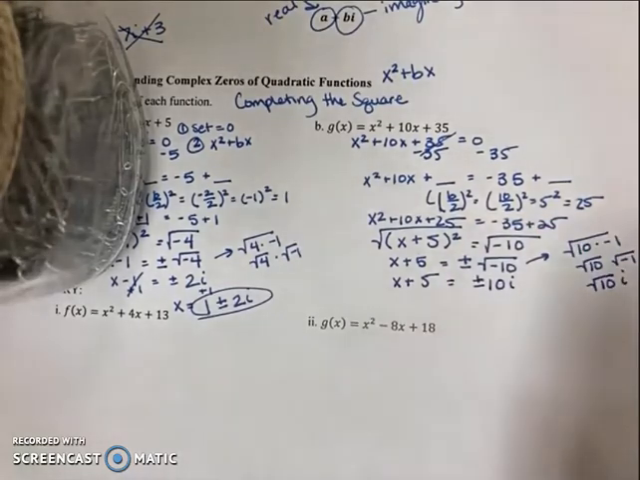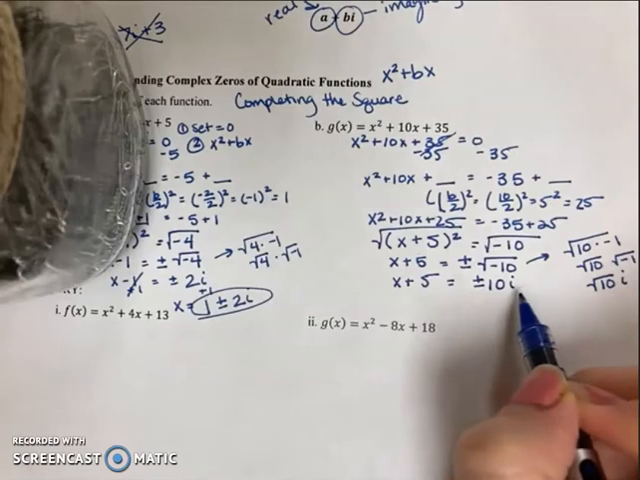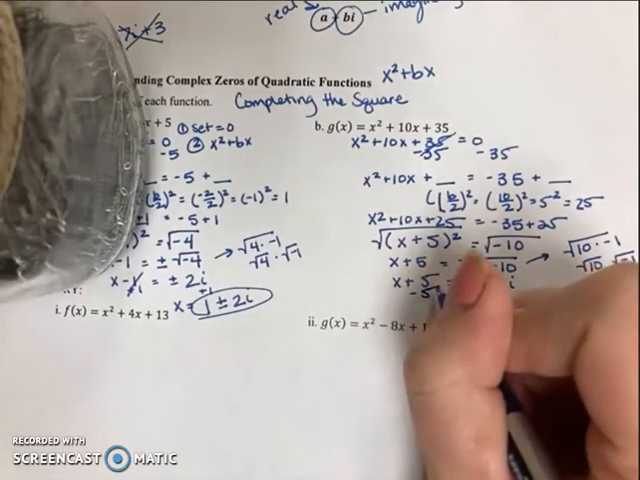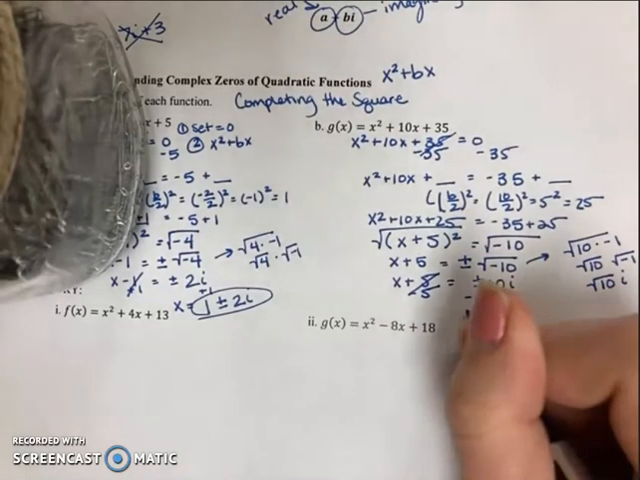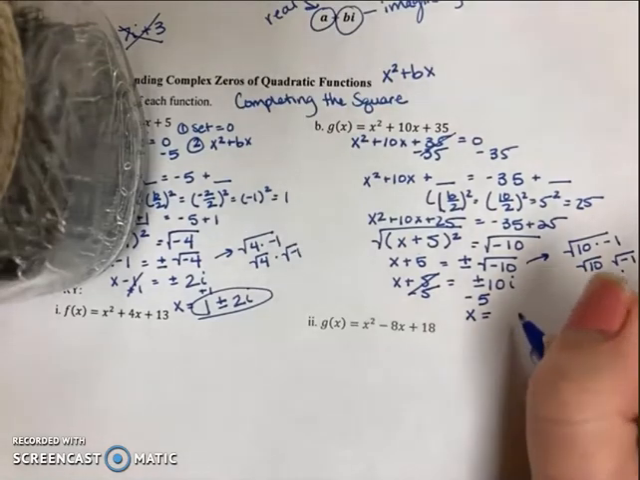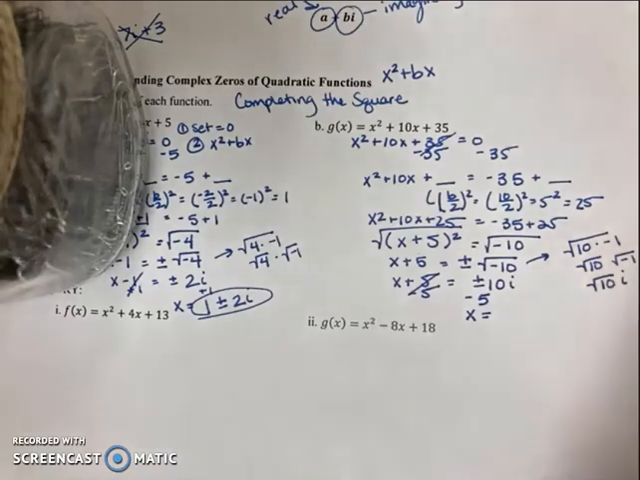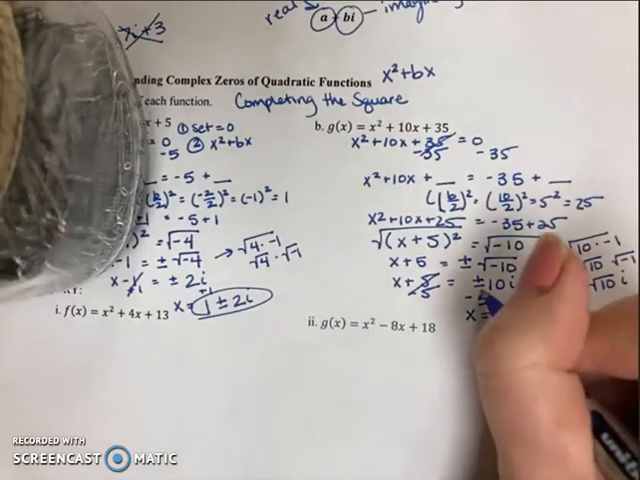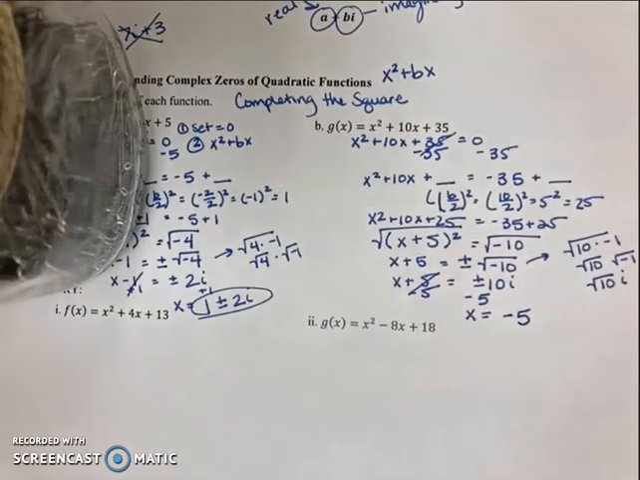Now remember that plus or minus belongs to the square root of 10i. And x is still not by itself, so I need to subtract 5 from each side. We want to write a final answer in standard form. So the real number has to come first. The imaginary number will come second. You cannot combine the 5 and the square root of 10i. Okay? The real number is the negative 5, so the negative 5 must come first.